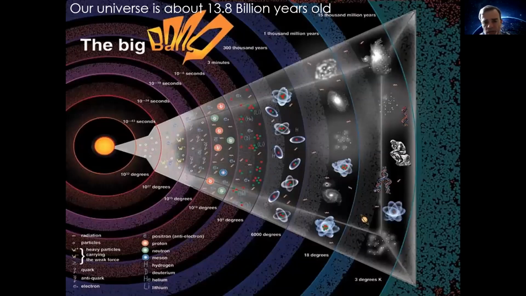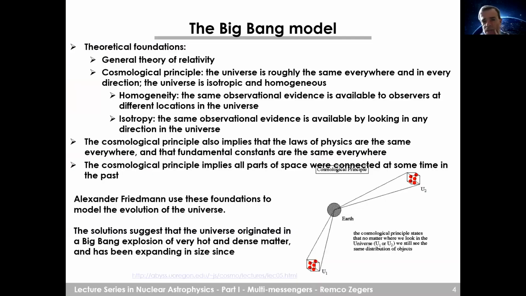I'm going to talk a little bit about the Big Bang, just to give a big overview. You might wonder where the Big Bang model is coming from. The main theoretical foundations are the general theory of relativity and the cosmological principle. Maybe you have heard a little bit about relativity in one of your physics classes. This is, of course, made famous by Albert Einstein, who developed this in the beginning. The cosmological principle basically states that the universe is roughly the same everywhere and in every direction, which means the universe is isotropic and homogeneous.